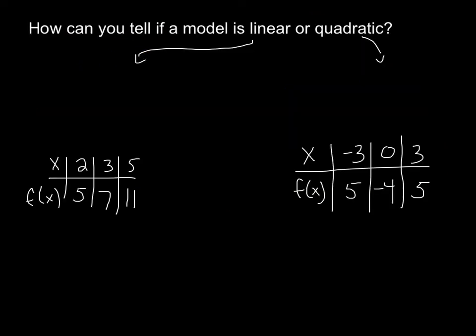Now, how can you tell if a model is linear or quadratic? Well, if it's linear, then there's a constant rate of change. Think about a smooth line on a graph. It has a constant slope, which also means rate of change.